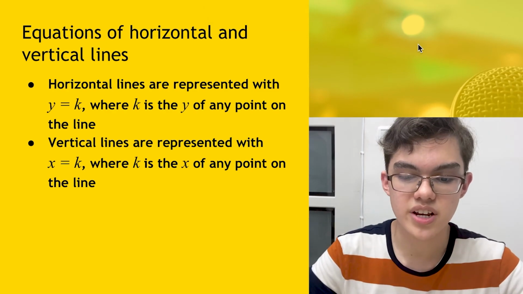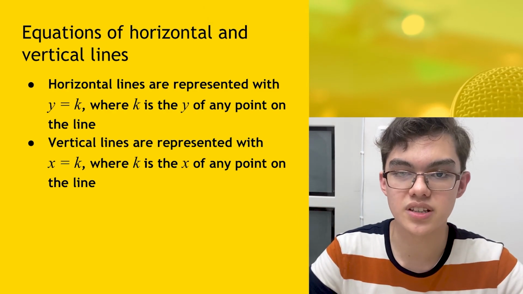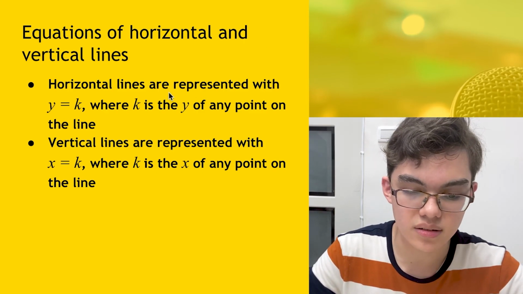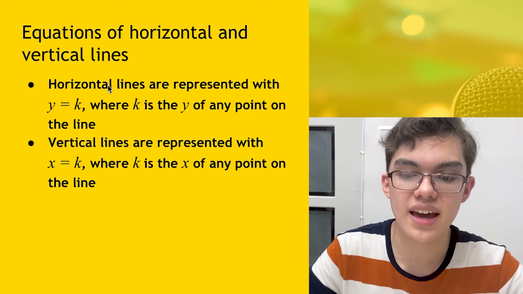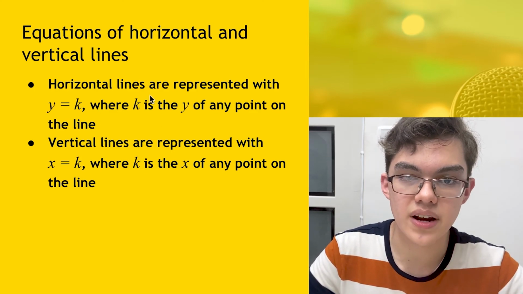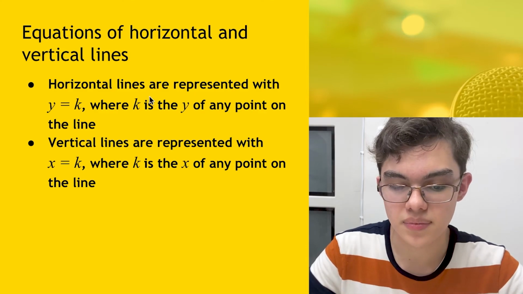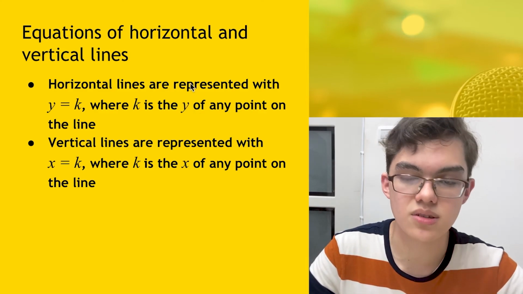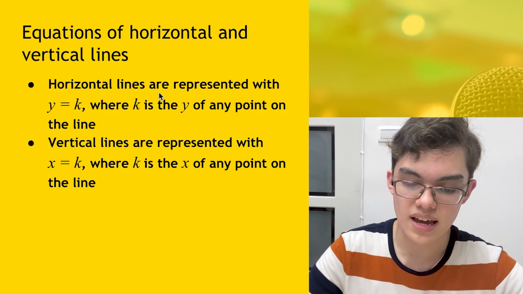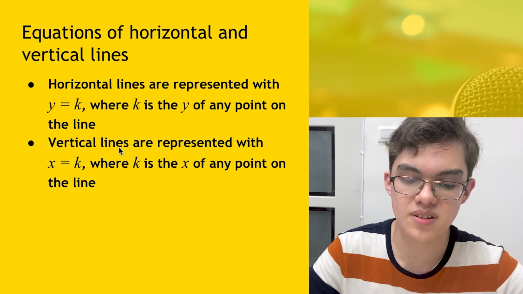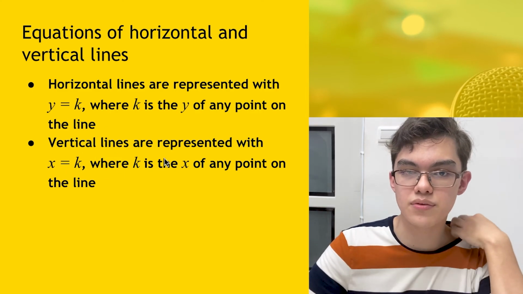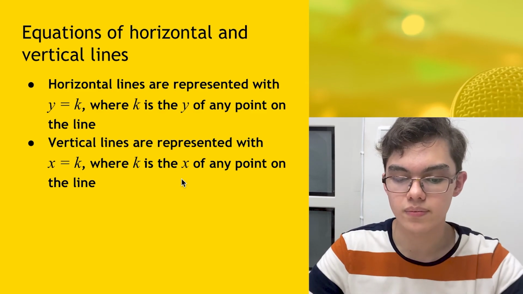Okay, so equations of horizontal and vertical lines, we touched upon this briefly earlier. So horizontal lines are going to be represented with y equals k, where k is the y of any point on the line. So y is going to be the same for any point on the line, and you can just take one of them and put it into k. So y equals whatever number, and that's going to represent a horizontal line. And you do the same thing for vertical lines, except instead of y, it's going to be x, because all the x's are going to be the same for every point on the vertical line.